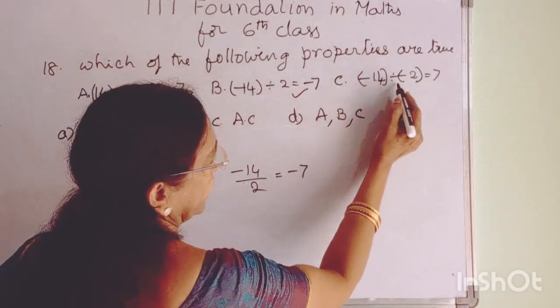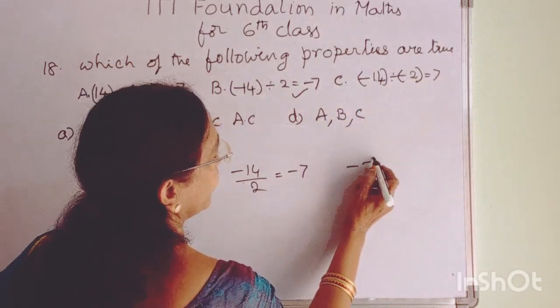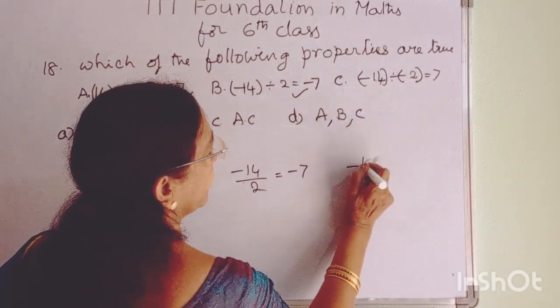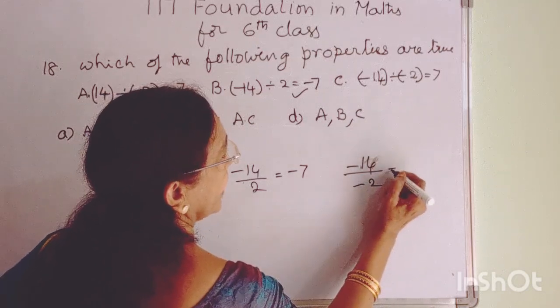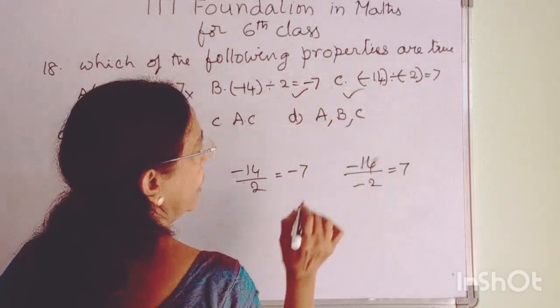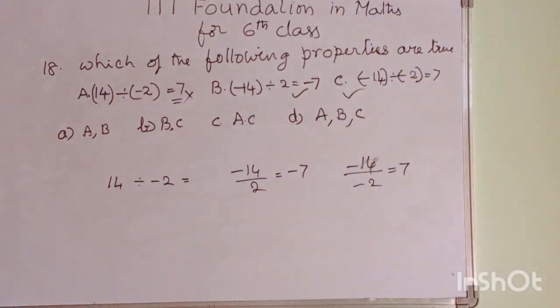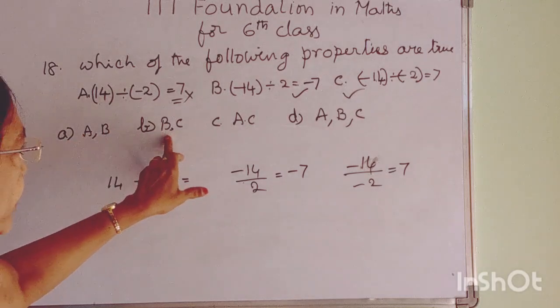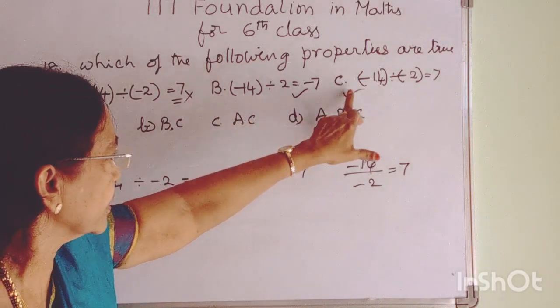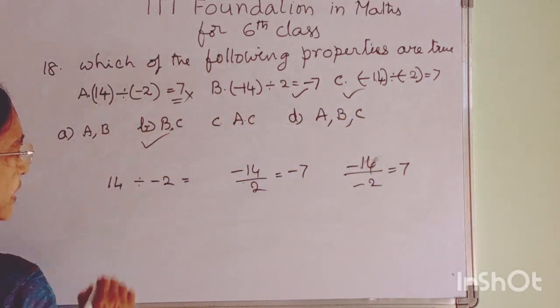Next, minus 14 divided by minus 2. Minus 14 divided by minus 2. So plus and minus get cancelled. It is 7. So this is also correct. So options: A and B. A is wrong. Therefore this is wrong. B and C. B is right. C is also right. Therefore this option is correct.